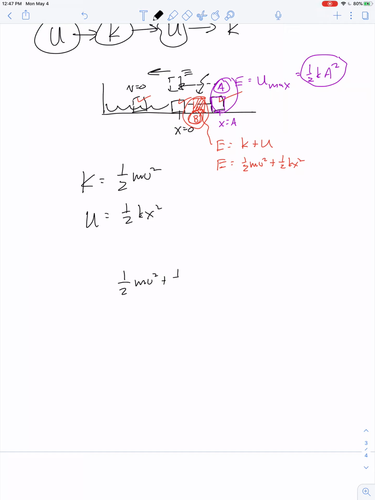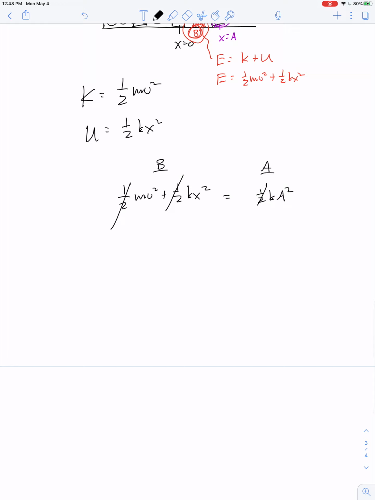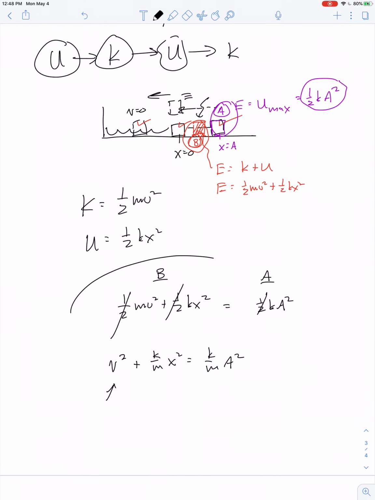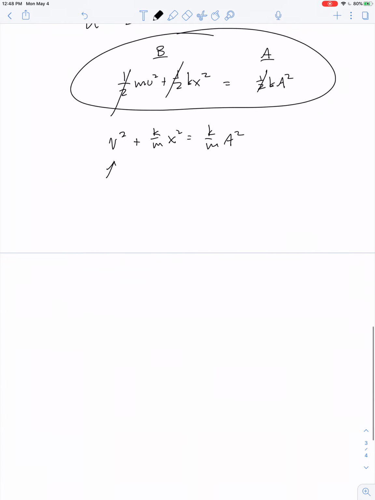1/2 mv squared plus 1/2 kx squared, the energy at point B, has to equal 1/2 Ka squared, the energy at point A. We can cancel out all the 1/2s. Maybe divide through by K. No, let's divide through by M. I like that better. Then we get v squared plus K over M times x squared equals K over M times a squared. And let's solve for v. Let's use this expression that describes the law of conservation of energy as a way to get velocity.